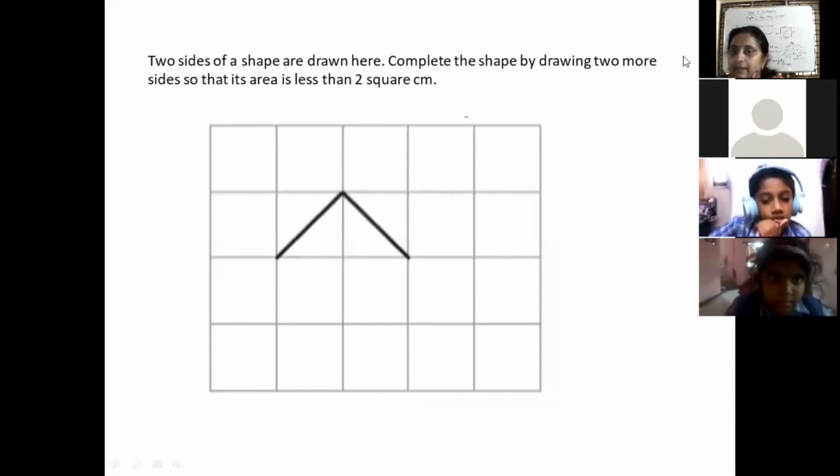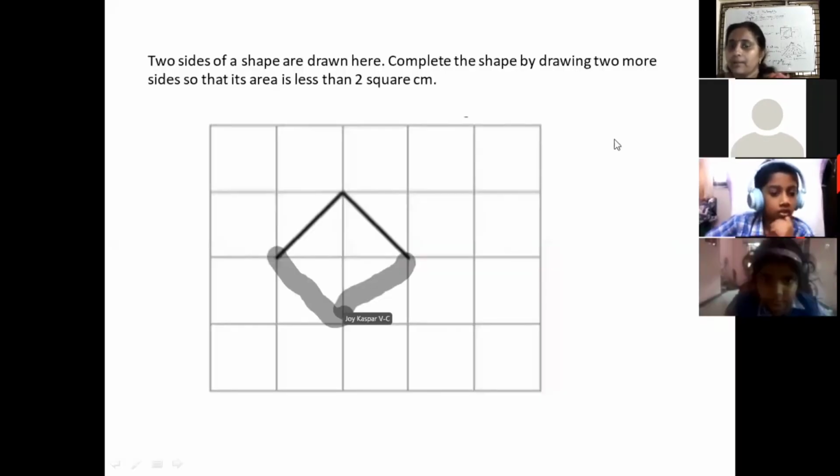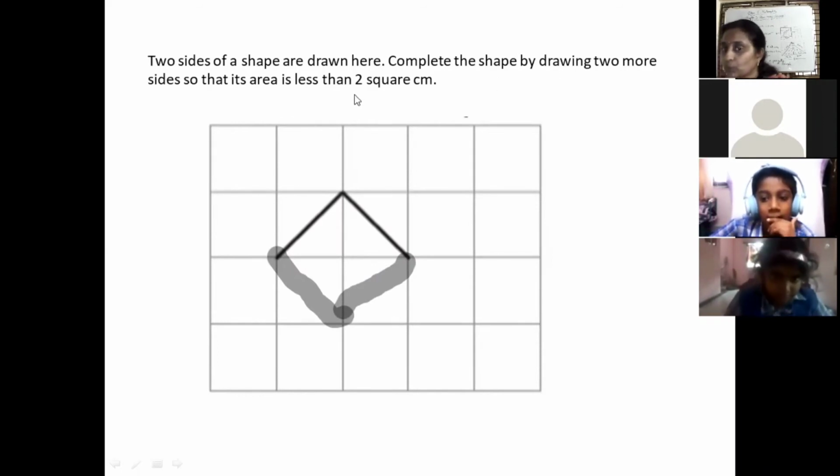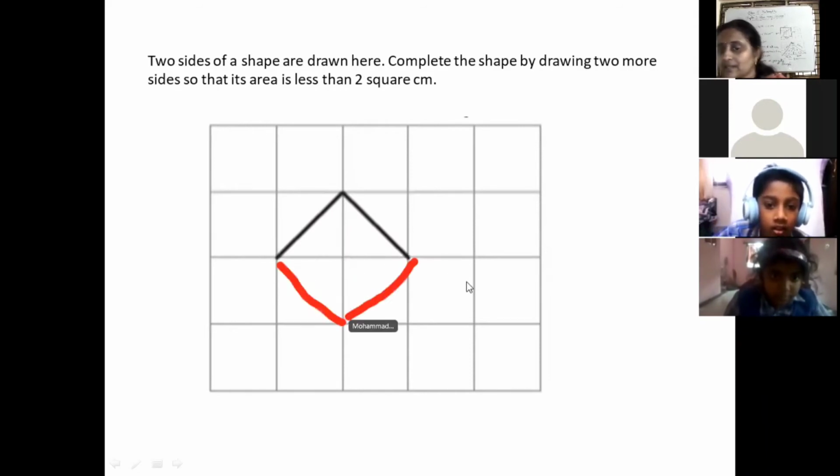Not pentagon. Pentagon means 5 sides, Nama. You have to draw 2 more sides. Ma'am, diamond. But here, see, observe this, ma'am. Here, what are you getting? Here, half square, here, half square. So completely the area will become 1 square. But we need less than 2. Here, 2, it is equal to 2. Less than 2. That also is wrong. We need to get less than 2 squares.